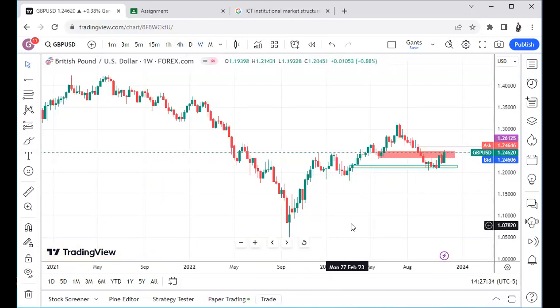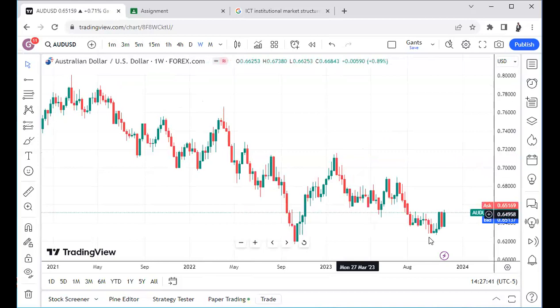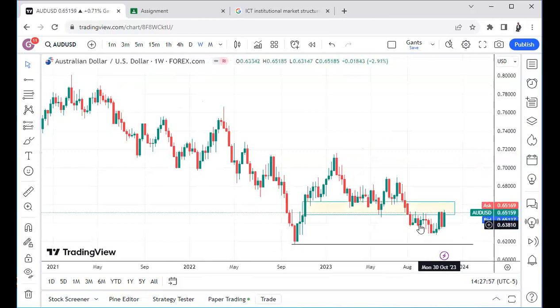The next one is our Aussie. Our Aussie was also bullish. Why? Because dollar was bearish. Remember, that's how these things work. Bullish because dollar was bearish, so this became bullish. I see the bullishness, okay, but it's still trading within that zone.